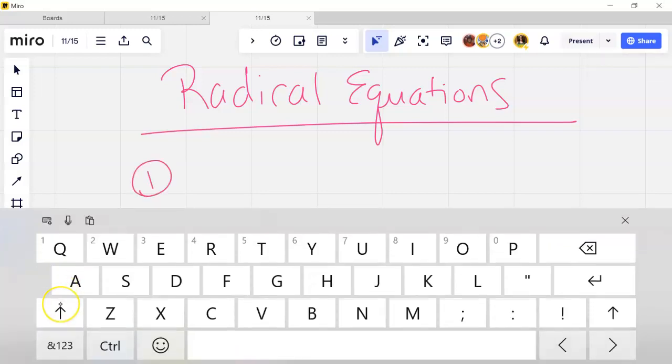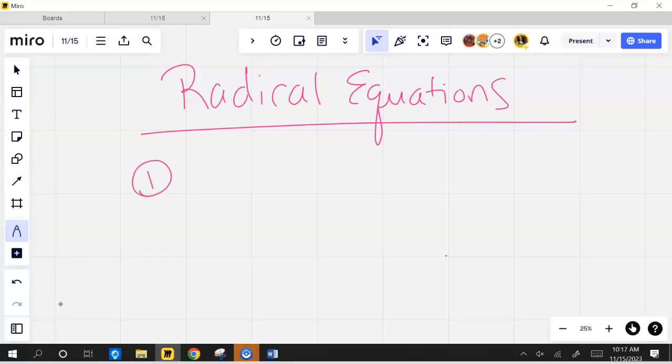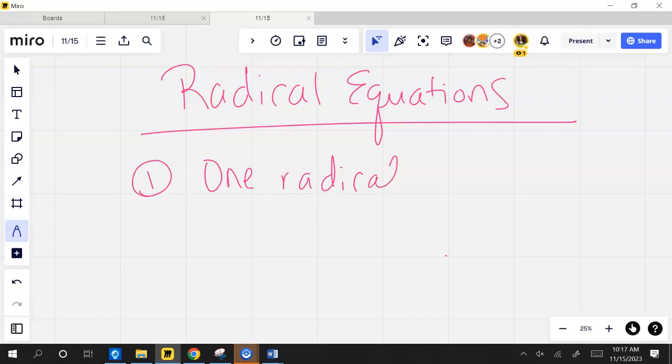Scenario number one. I don't know why this keeps popping up every single time I start writing. Scenario number one is one radical. And so I'm going to walk you through some steps on what we do to solve this, and you're probably going to know right off the bat what you do. So maybe I have something like 10 plus the square root of a plus 7 equals 11.